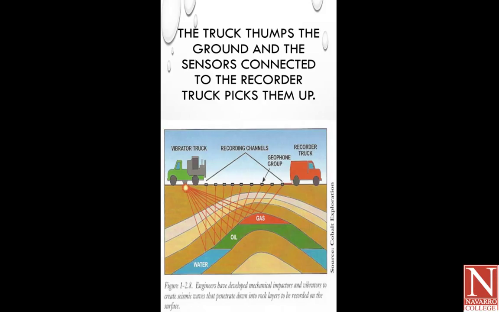When you look at this vibrator truck, I would say that the truck thumps the ground and then sensors connected to the recorder trucks pick them up. So they'll put geophones or earth phones, I guess you can say, to listen, and then they have different channels. And the recorder truck can tell where the different waves are coming up to the sensor. So when they get this reflection, they can actually tell what's under the ground and where the oil, gas, and the water is. So that's pretty cool. They'll know before they even start drilling what's under there and where it is.